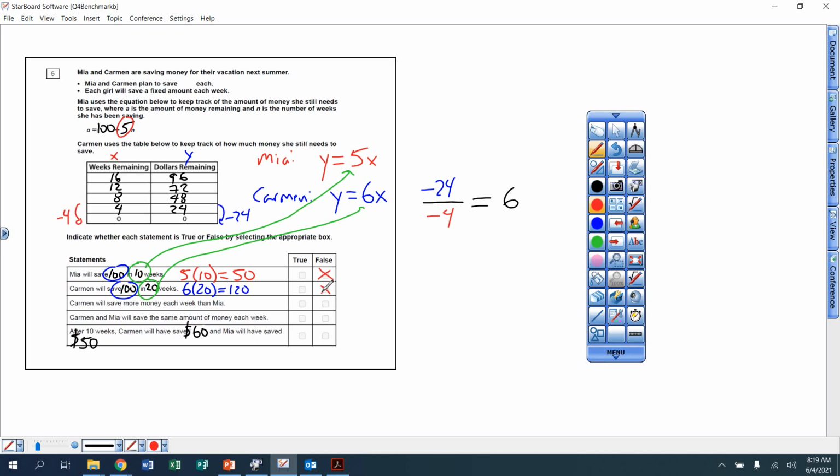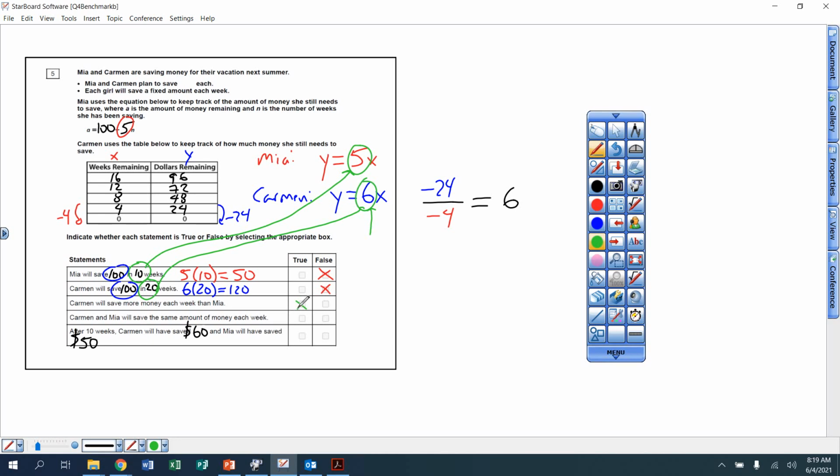And then comparing ones, Carmen makes more than Mia, or saves more. You're looking at these numbers in front of x. If Carmen's number is bigger, that would be a true statement. If Carmen's number would have been 3 or 2, that would be false. But this, Carmen has a bigger number, true.